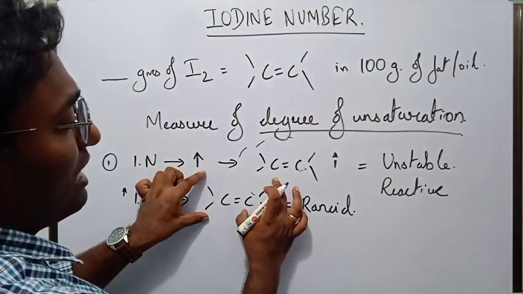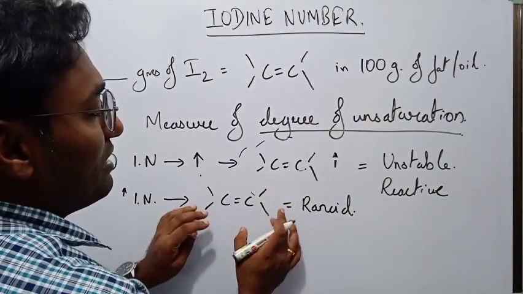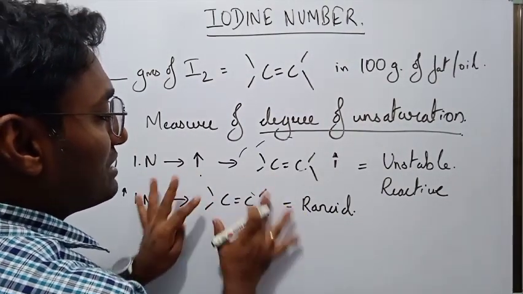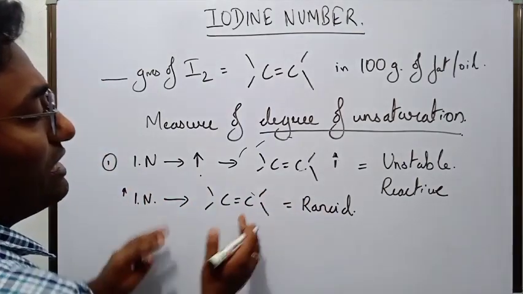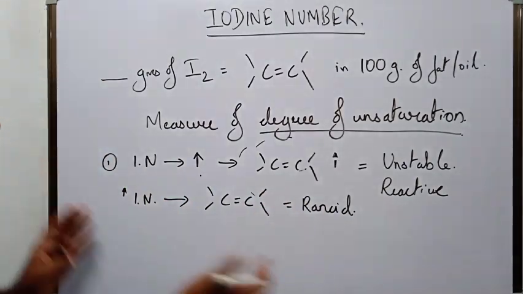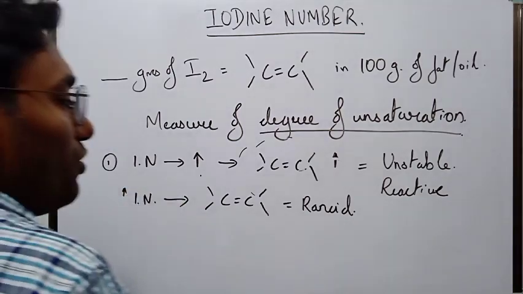Higher the number of carbon-carbon double bonds, lower the shelf life, because such a system can react with oxygen or moisture and it can become rancid. So it gives you an estimate about the shelf life of the oil or fat.